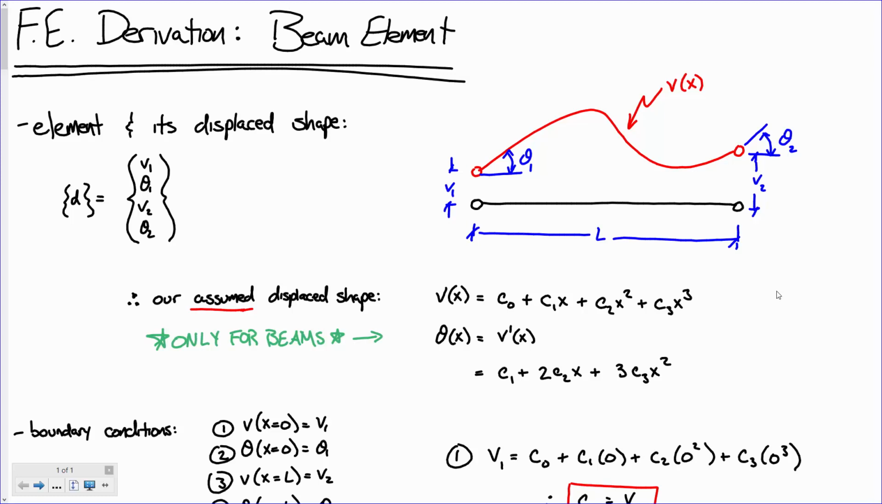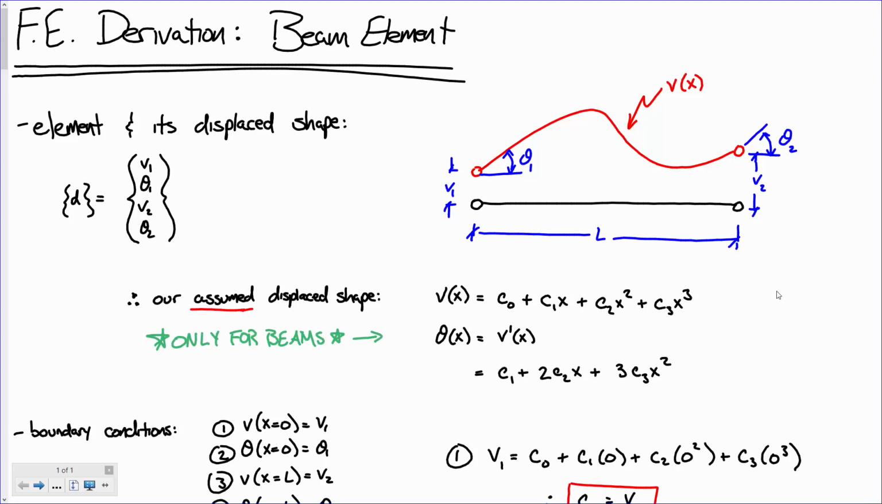So we started off with an element and we said, okay, let's take a look at what its displaced shape should look like. And it should look something about like this. We call that v of x. And v of x is going to be dependent upon the translations at each joint, v1 and v2, and the rotations at each joint, theta 1, theta 2.